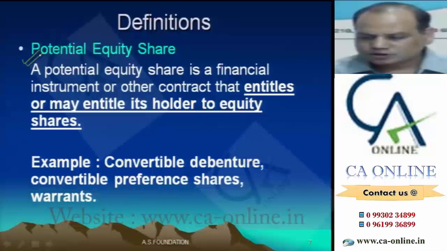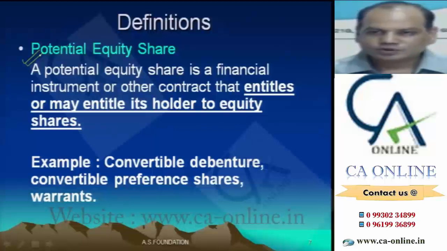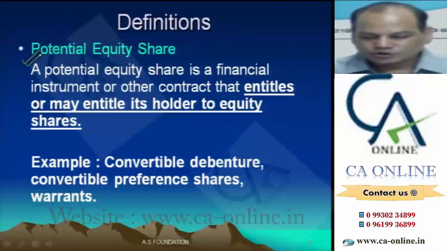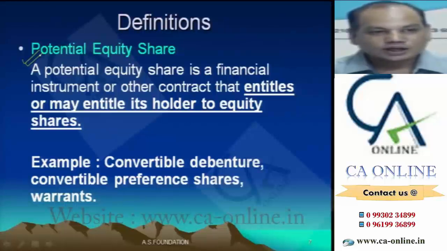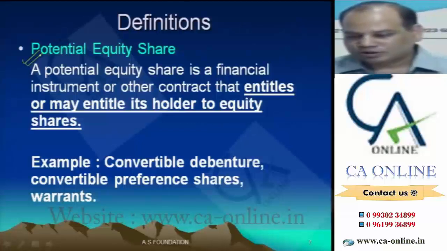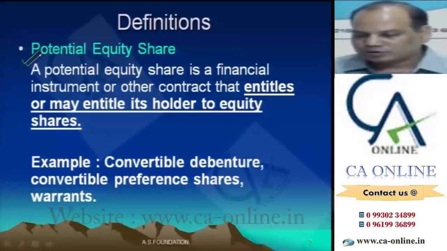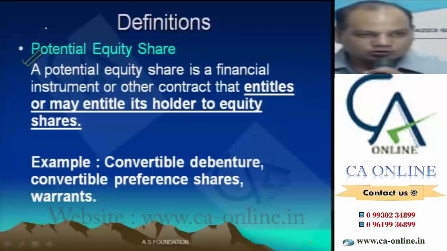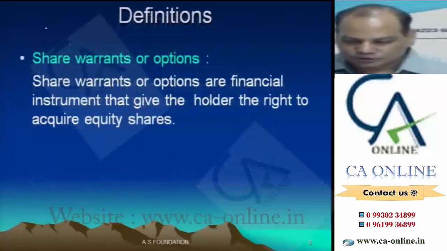Now the question is why we are discussing potential equity share in AS20? When these are not equity share on the balance sheet date, why we are discussing? Because potential equity share will be used to calculate what is known as diluted EPS. What is known as diluted EPS? Diluted EPS is EPS calculated after also taking into account potential equity shares. More about diluted EPS after some time.